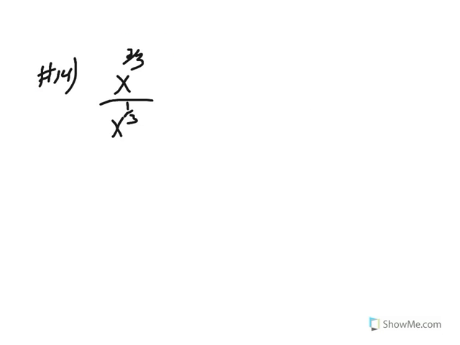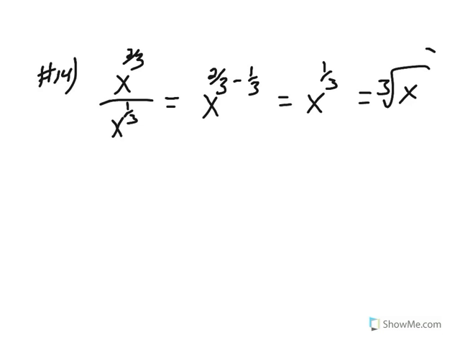Number 14, the directions: express using radicals. Well, let's first simplify it. This is the quotient property. You take the base and apply the exponent from the numerator minus the exponent from the denominator. 2/3 minus 1/3 is 1/3. As a radical, that's the cubed root of x to the first.